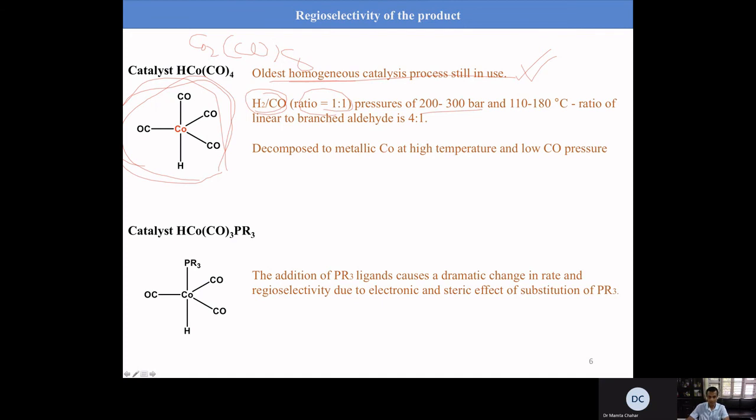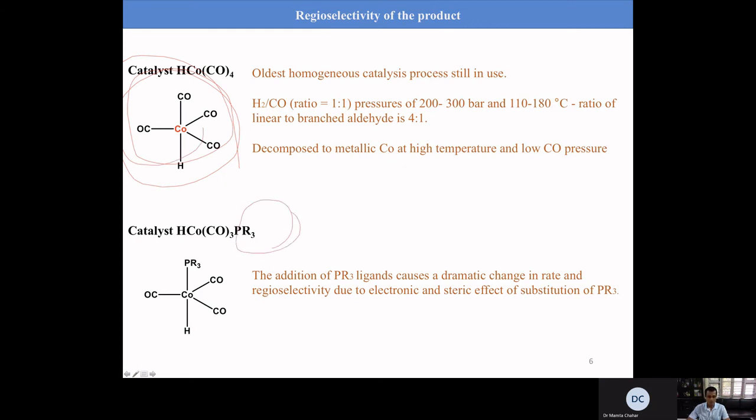So nonetheless, in these cases, the linear to branched product ratio is 4:1, which is pretty difficult or problematic, I would say. And the cobalt catalyst decomposes at high temperature and low pressure, right? That's one of the big drawbacks you have for this sort of catalyst, but in a number of cases, it is still used.